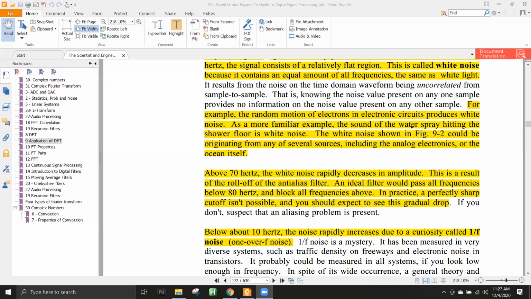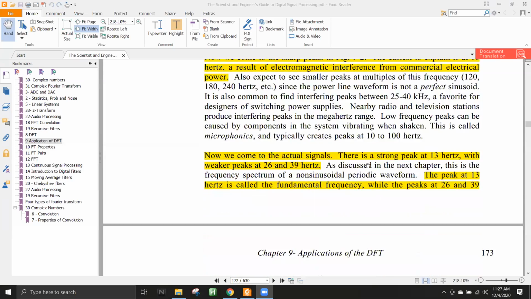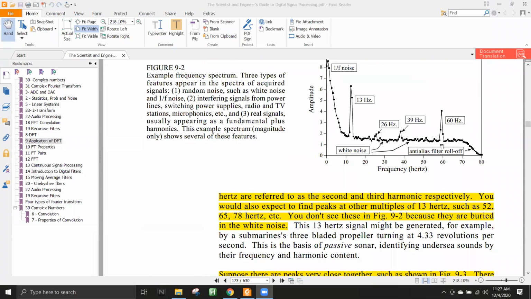In some other scenarios, white noise may come from the electronic circuit itself, or, for example, the sound that you hear when water spray hits the shower floor. That is also another example of white noise. You will always get some small disturbances like this in the frequency spectrum, but these do not refer to an actual frequency. The peaks refer to actual frequencies, but there will always be some small disturbances like this.